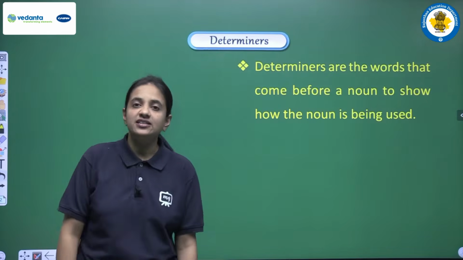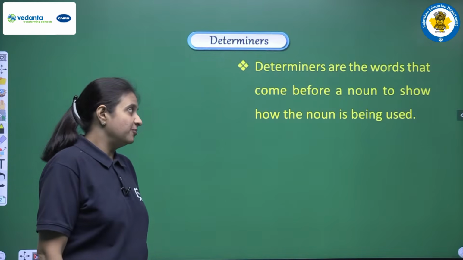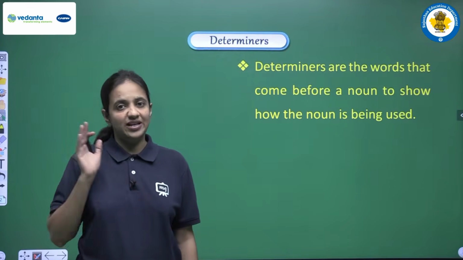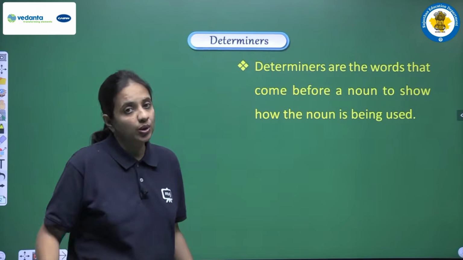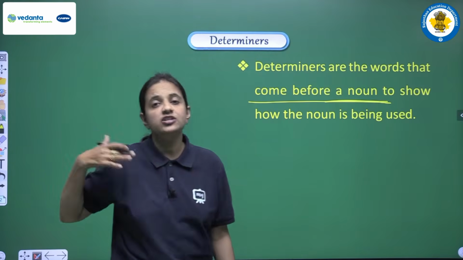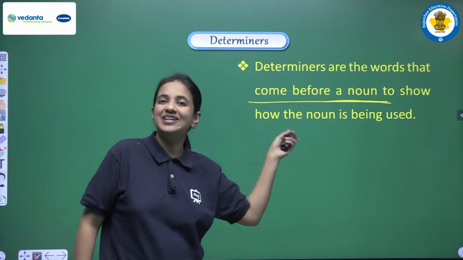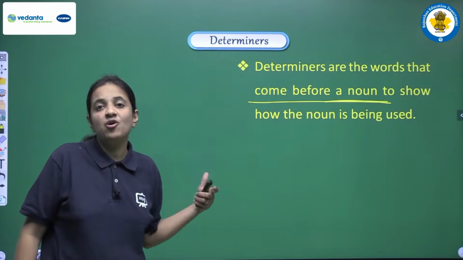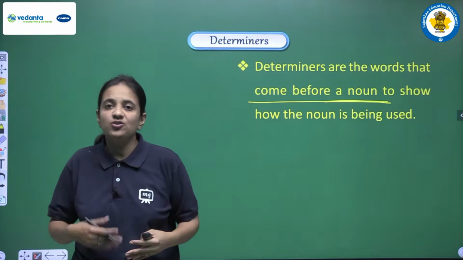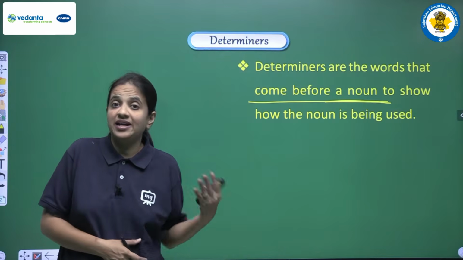So first of all, let's see what determiners actually mean. Let's read: determiners are the words that come before a noun. This is something very important. Determiners are the words that always come before a noun. So determiners are always used for a noun, and why? To show how the noun is being used. As the name already suggests, determiner: these are the words that actually tell something about the noun. They determine the noun.